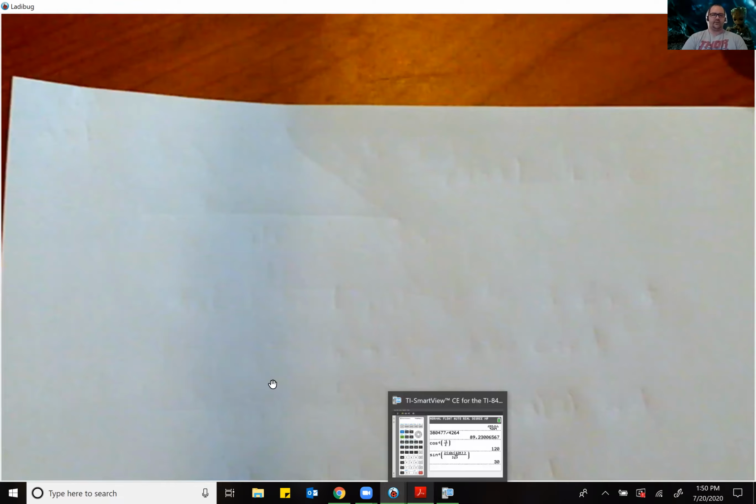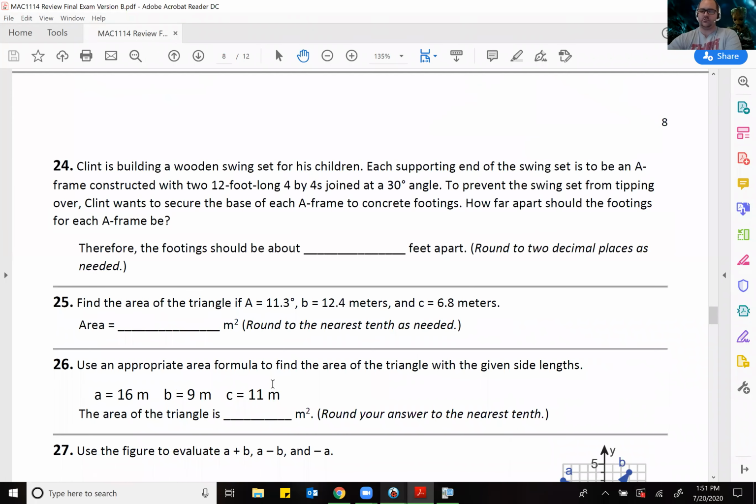All right. So 24. This one is coming from section 11.2 as well. So it says Clint is building a wooden swing for his children. Each supporting end of the swing is to be an A-frame constructed with 2 12-foot long 4x4s joined at a 30-degree angle to prevent the swing set from tipping over. Clint wants to secure the base of the A-frame to concrete footings. How far apart should the footings of the A-frame be?